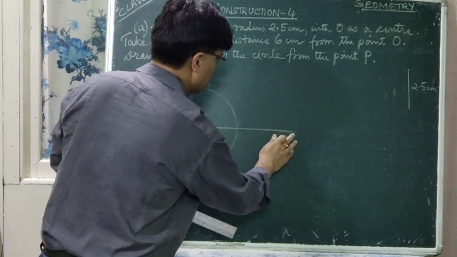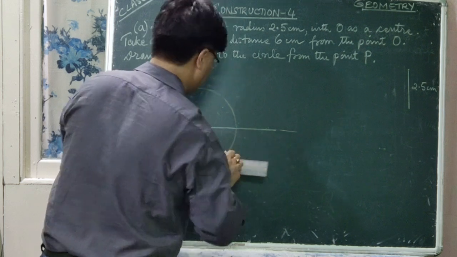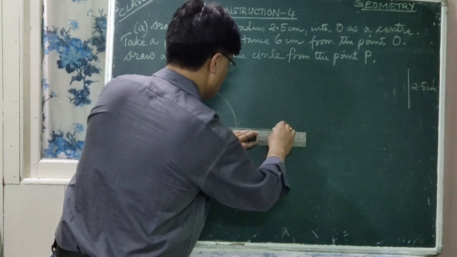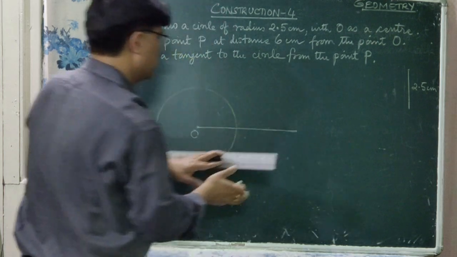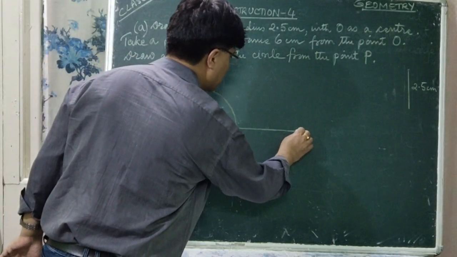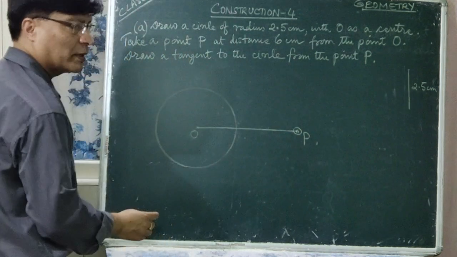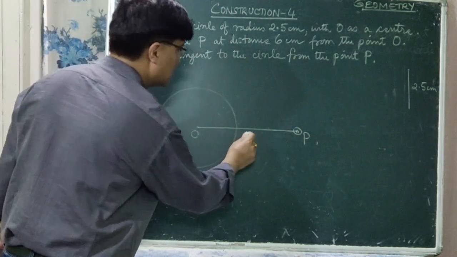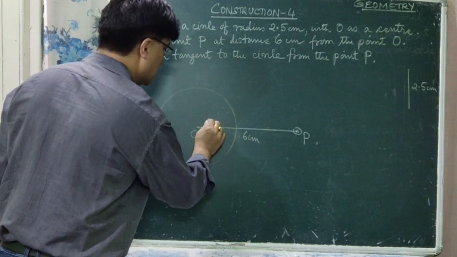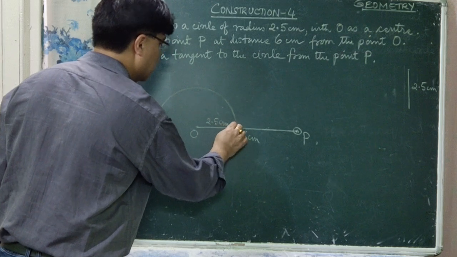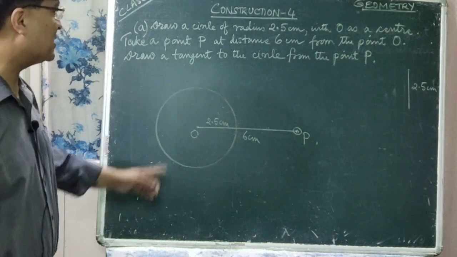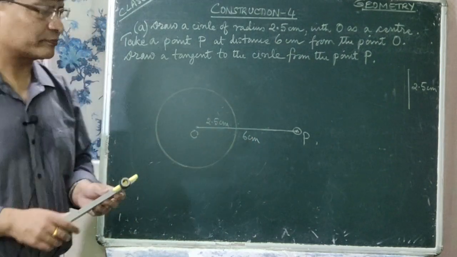Suppose this is of length 6 centimeter, right? Suppose this point is P. So what is the distance of OP? It is 6 centimeter. And what is the radius of the circle? The radius of the circle is 2.5 centimeter. Now, how can you draw a tangent to this circle from the point P?